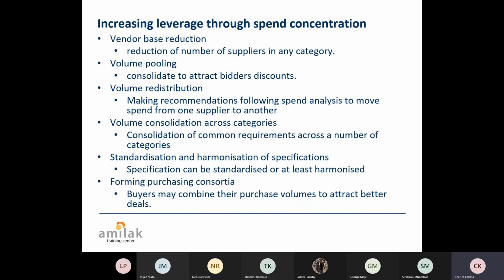Number one, how do you increase spend? Firstly, vendor base reduction. This is a reduction of the number of suppliers in any category. You can do volume pooling, where you consolidate to attract bidders' discounts. You put all these volumes together. And then volume redistribution. This is the one I was talking about, where you make recommendations following spend analysis to move spend from one supplier to another, depending on their meeting specific key performance indicators.